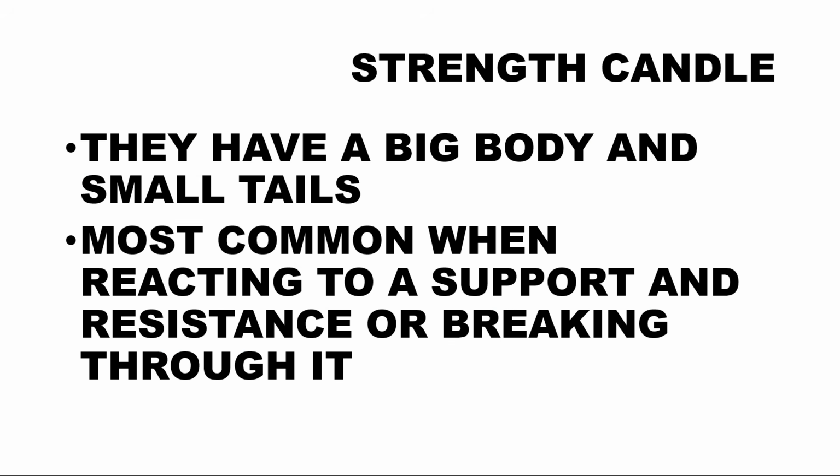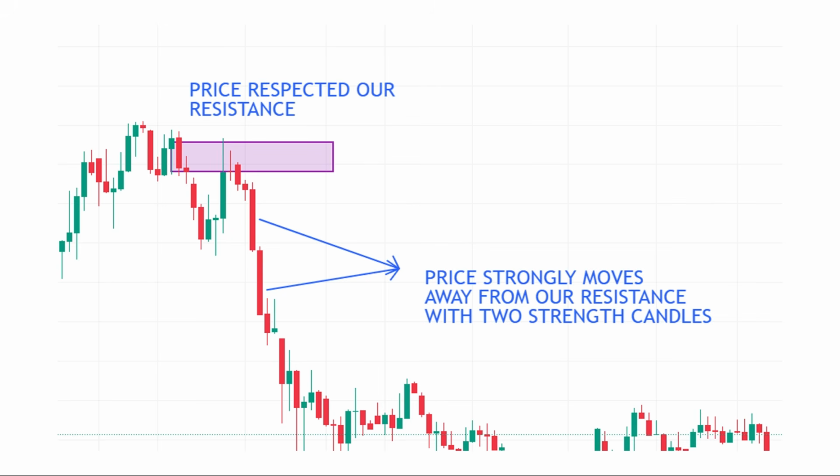Also when breaking a support or a resistance zone. So they have a big body and a small tail. Those are the characteristics. And they are most common when reacting to a support and resistance or breaking through it, like I was saying. So here we have an example of a strength candle.